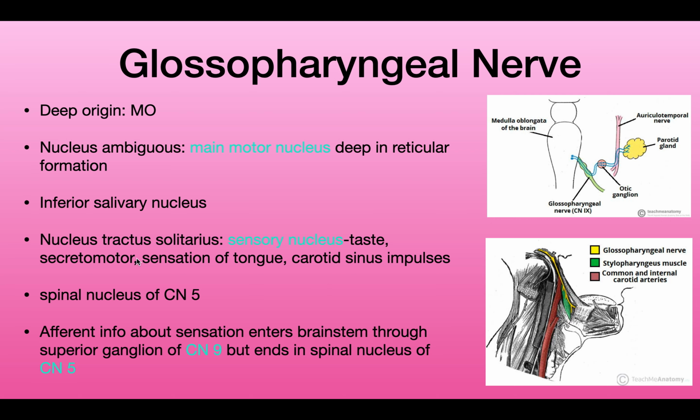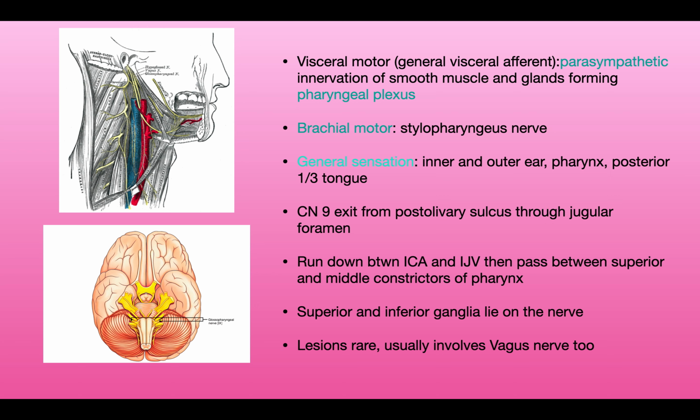The spinal nucleus of cranial nerve number 5 is going to be where the afferent info about sensation enters the brainstem through the superior ganglion of the glossopharyngeal nerve, but it ends in the spinal nucleus of the trigeminal nerve. The visceral motor efferent, or the parasympathetic innervation of the smooth muscle, is going to form the pharyngeal plexus.